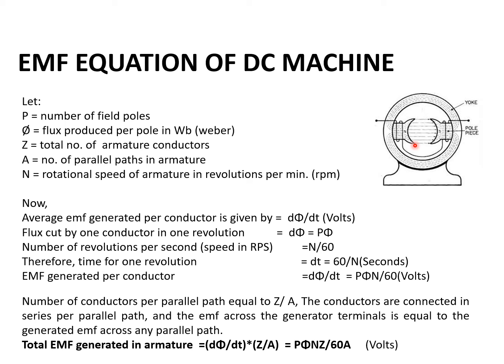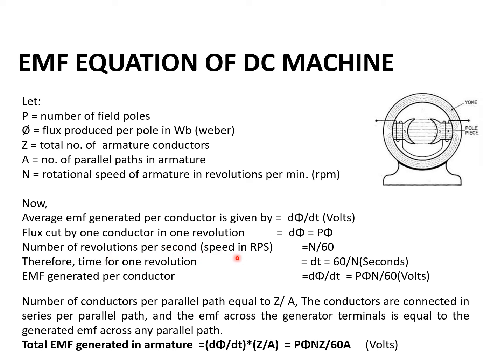In this way, if the number of field poles is 3 or 4, then the flux cut by the conductor is multiplied by the field poles. So if the number of field poles is P, then the total flux cut by one conductor in one revolution equals the product of the number of poles and the flux produced per pole. So the total d phi, the flux cut by one conductor in one revolution, equals P into phi.